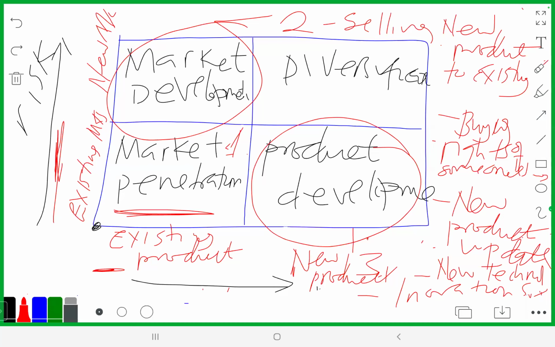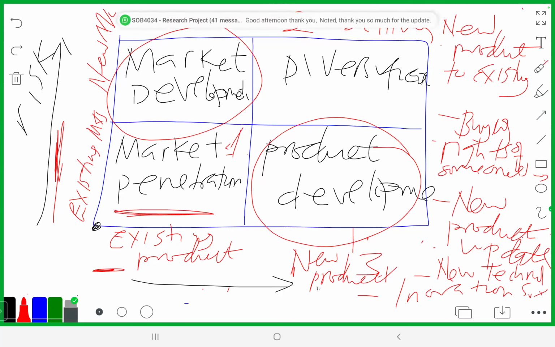So this is product development. Look at this critically, and these are some of the available options. Your focus here is to develop the product. It's a very new product, and you want to sell it to the existing customers.